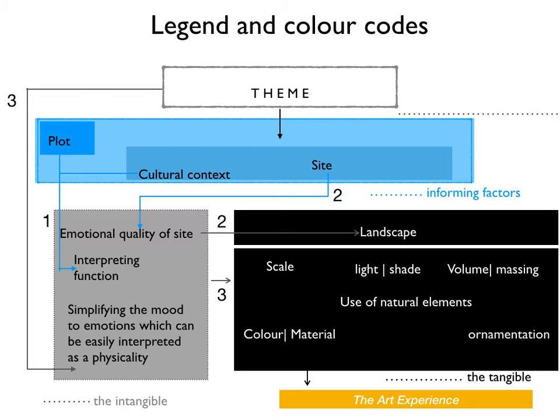Plot and culture are read together to interpret the function. 2. Site and theme are used as reference to assign an emotional quality to the site. This quality informs the landscape. 3. The theme is directly broken down to multiple emotions which are further interpreted in design. The user experience is highlighted in yellow.